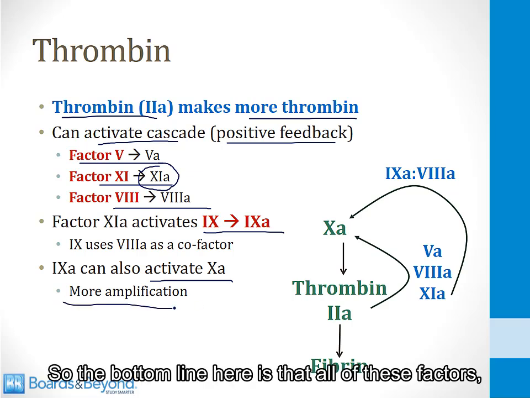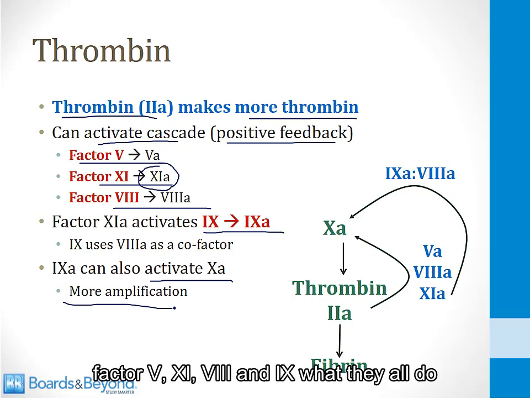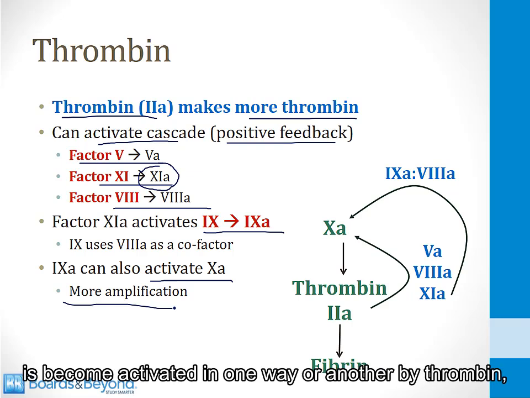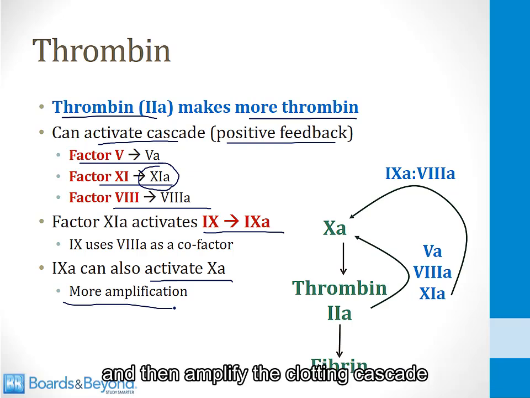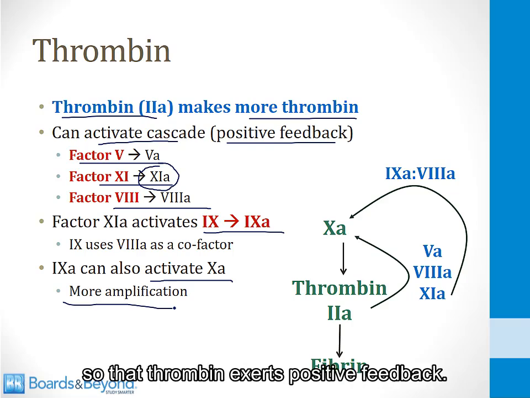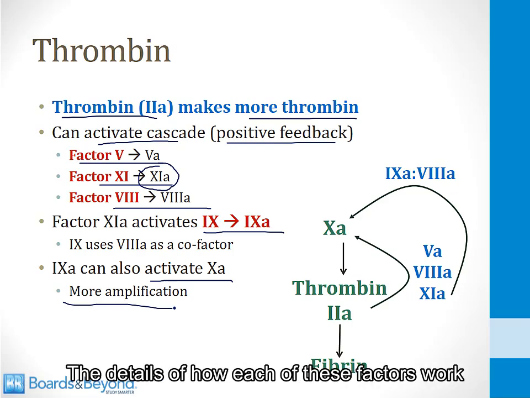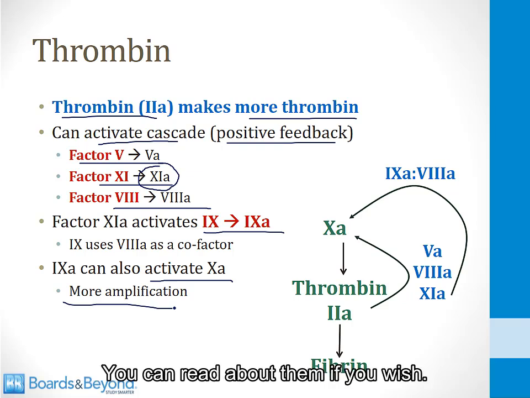So the bottom line here is that all of these factors, factor 5, 11, 8, and 9, what they all do is become activated in one way or another by thrombin and then amplify the clotting cascade so that thrombin exerts positive feedback. The details of how each of these factors work are complicated. You can read about them if you wish. They all carry out their role in a little bit of a different way.